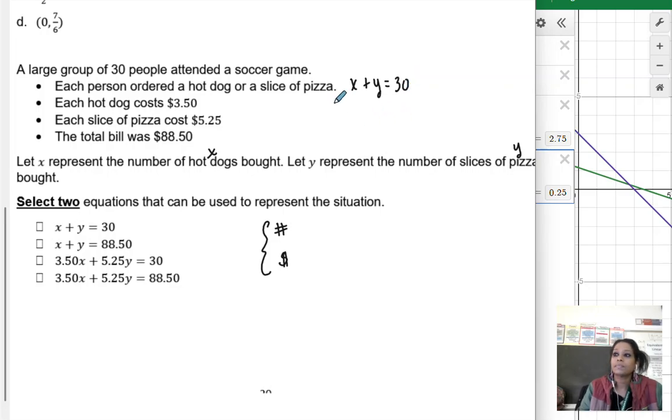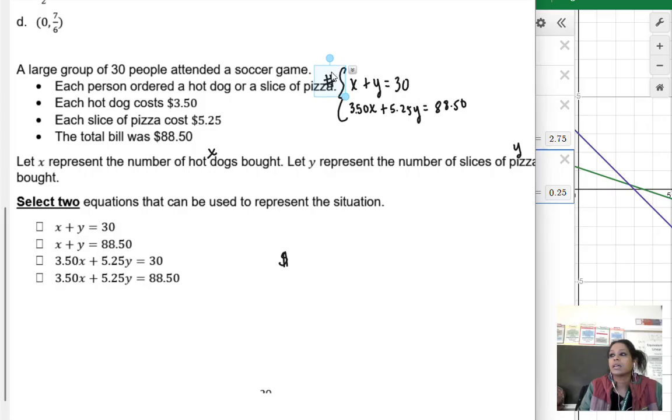And then also, each hot dog costs $3.50. So the money part is $3.50 per hot dog, so times x, plus $5.25 for the pizza, so y. And together the bill was $88.50. Okay, I don't know why I wrote it up there. It should be written down here. Anyway, these are my 2 equations. So I'll just move it up here. There's my system of equations.